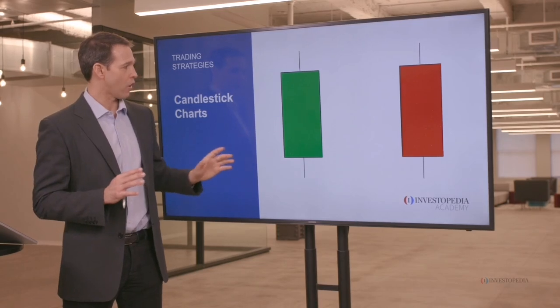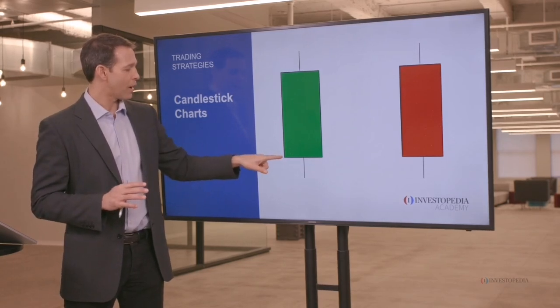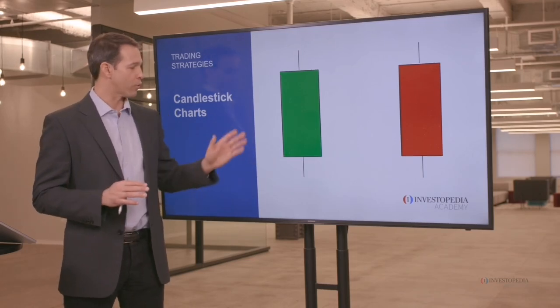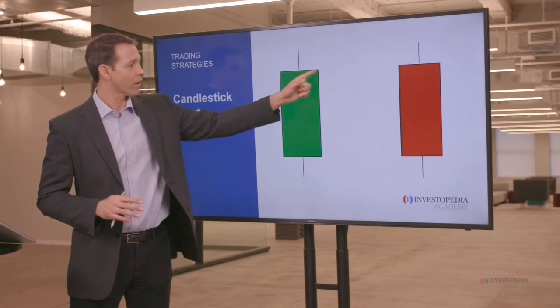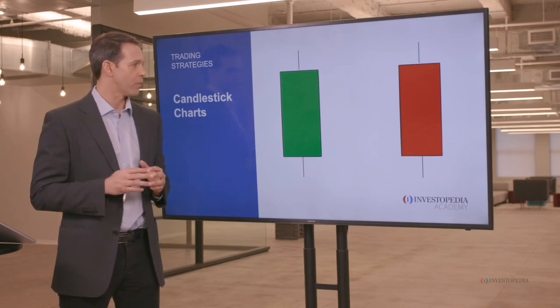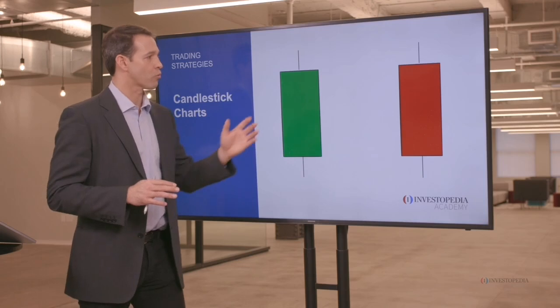Now, the body of the chart is key because the bottom left of a green candle represents where the price opened for this time period. And the top right of the green candle will tell you where the price closed for that time period. You can apply the same thing to the red candles.